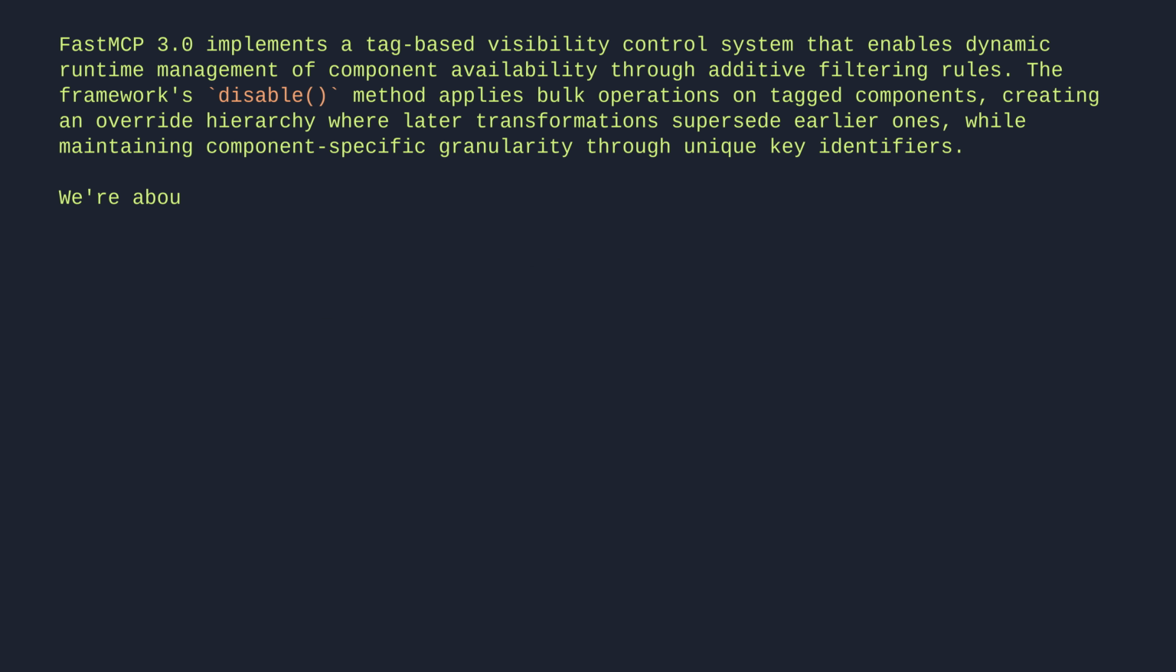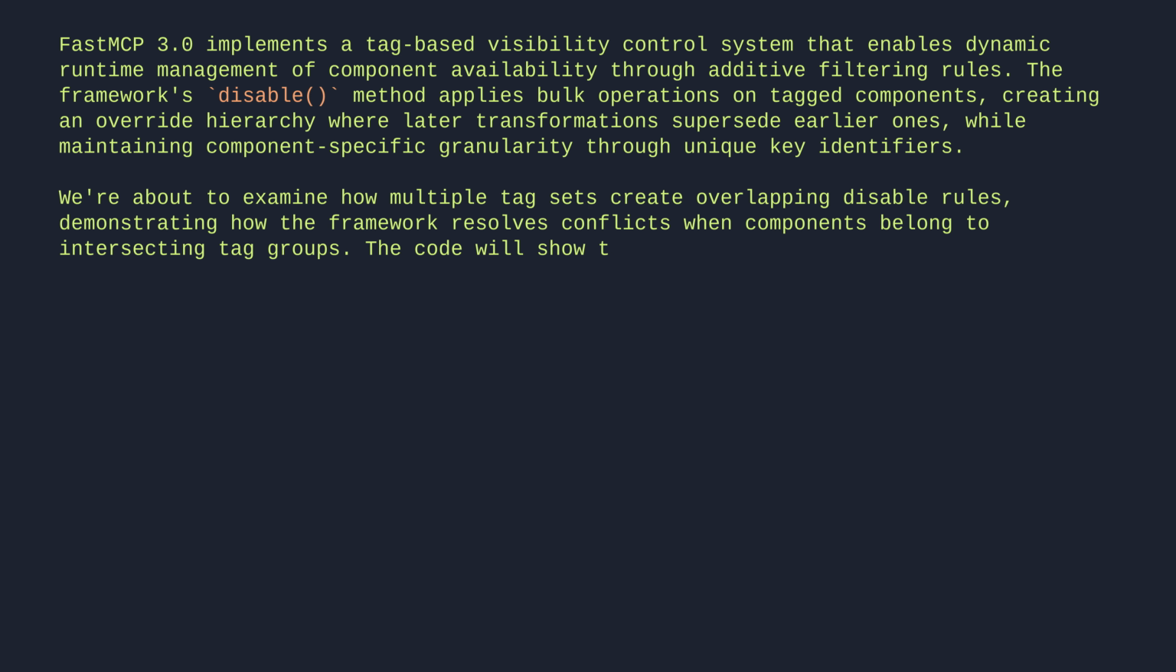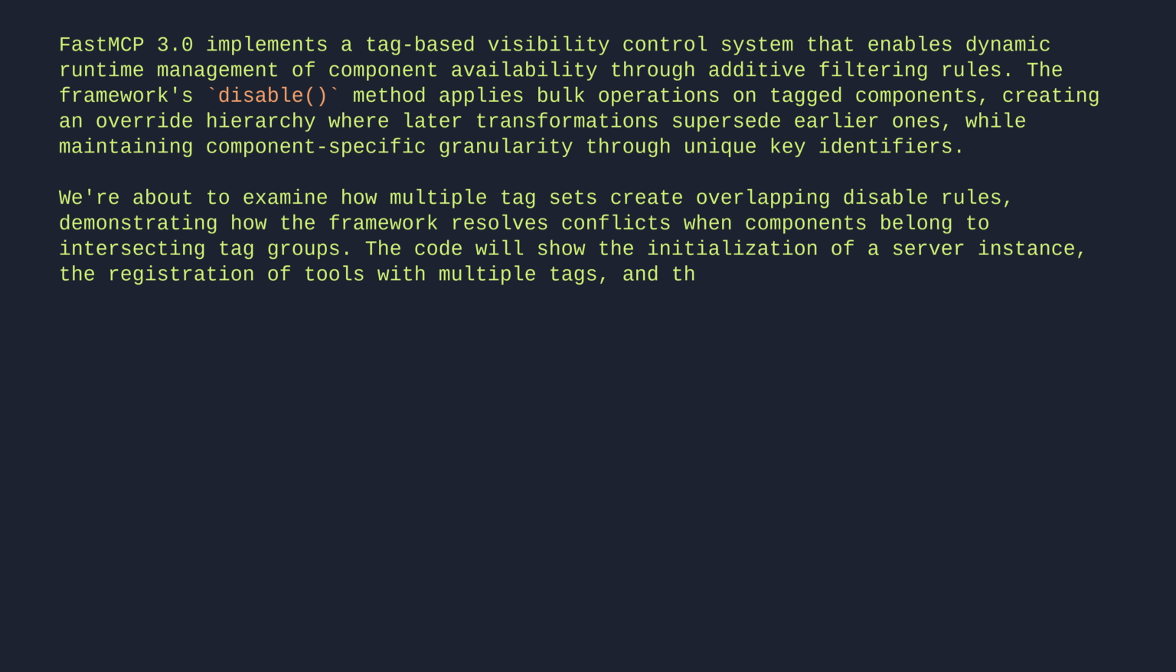We're about to examine how multiple tag sets create overlapping disable rules, demonstrating how the framework resolves conflicts when components belong to intersecting tag groups. The code will show the initialization of a server instance, the registration of tools with multiple tags, and the sequential application of disable operations that target different tag combinations.